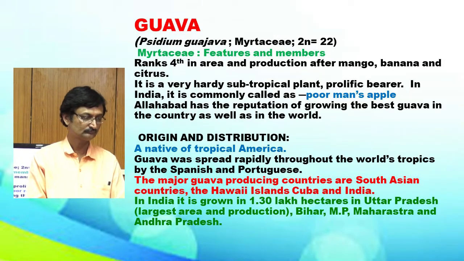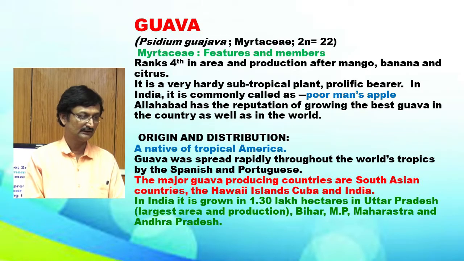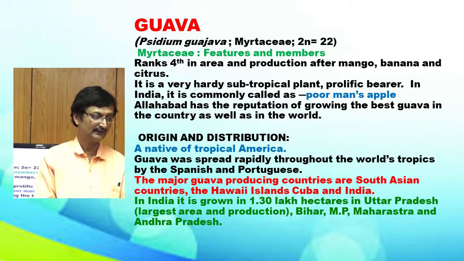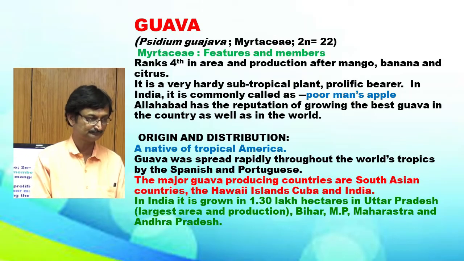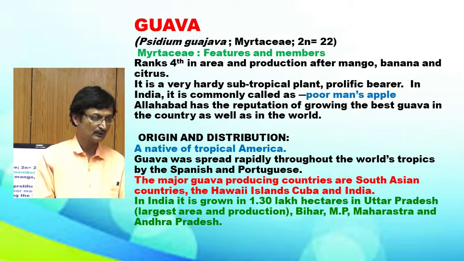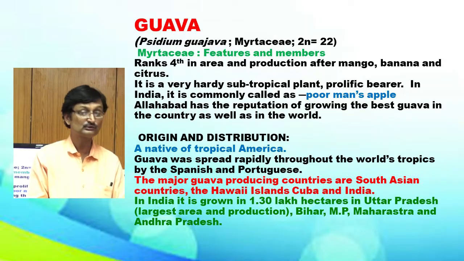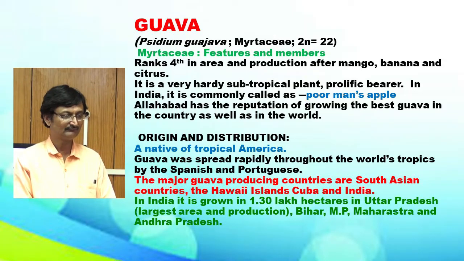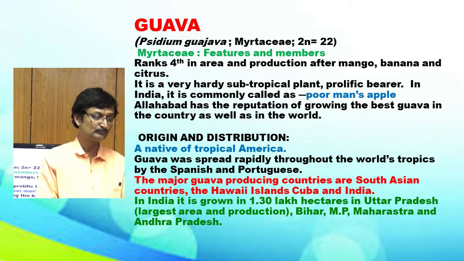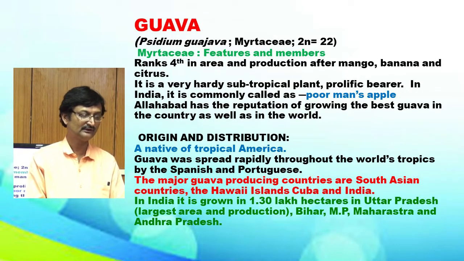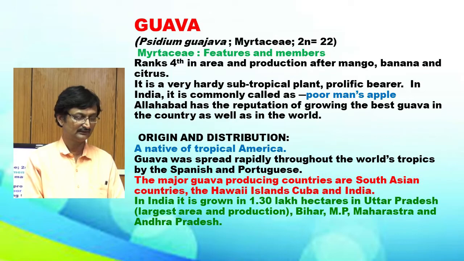Guava ranks 4th in area and production after mango, banana, and citrus. It is a very hardy subtropical plant, a prolific bearer. It is also referred to as poor man's apple, and Allahabad has the reputation of growing the best quality guava in the world.